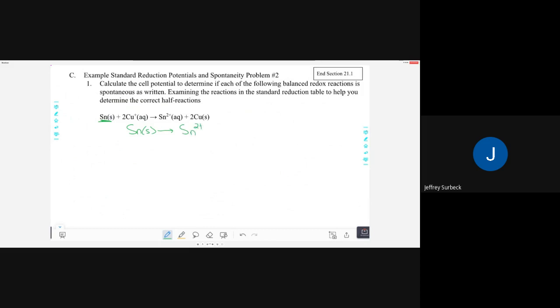Now we have to balance out the charge. It's got a 2+, so we need 2 electrons. We need 2 electrons on the right because we got to balance out the charges. Charge of the left side is 0, so we add 2 electrons. That's done for right now. Now we move on to our 2 Cu, or just Cu 1+. That's very important. Just 1+. Leave the space. And then we go to solid copper.